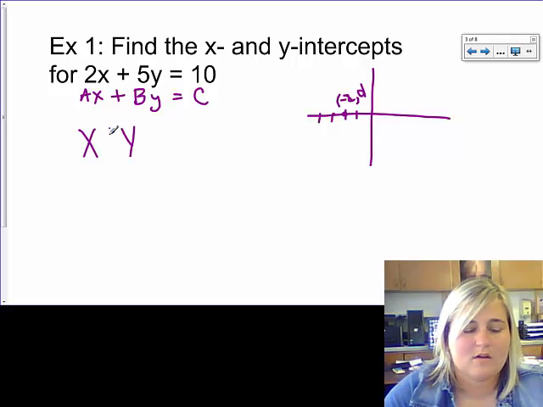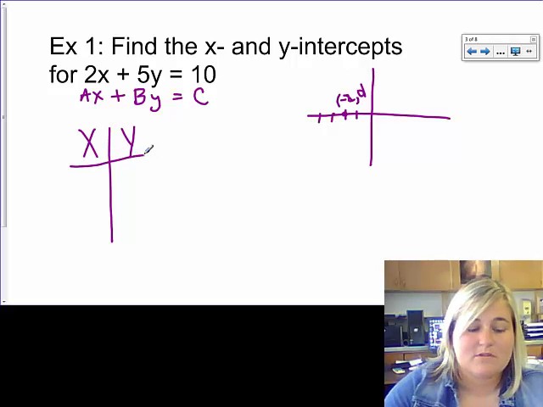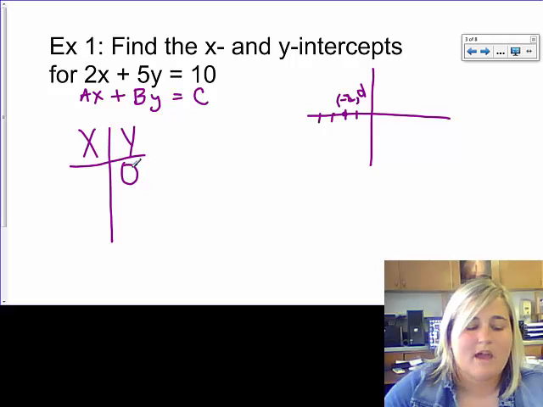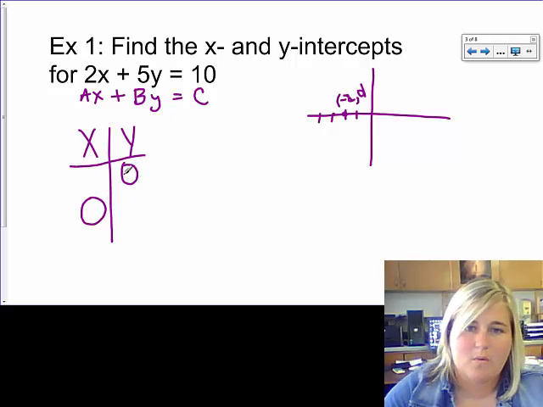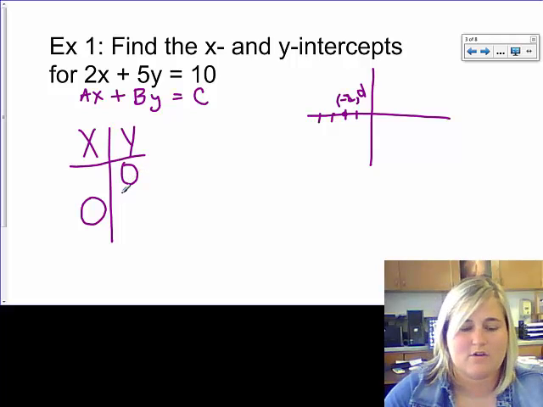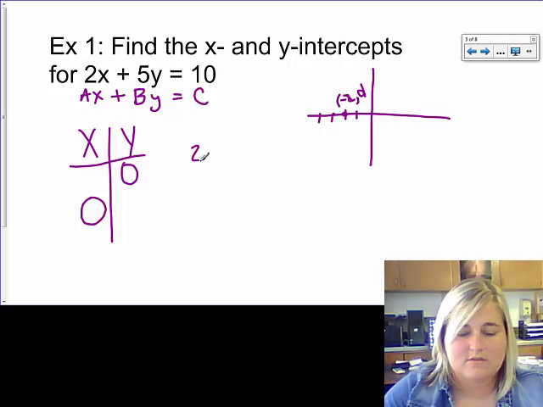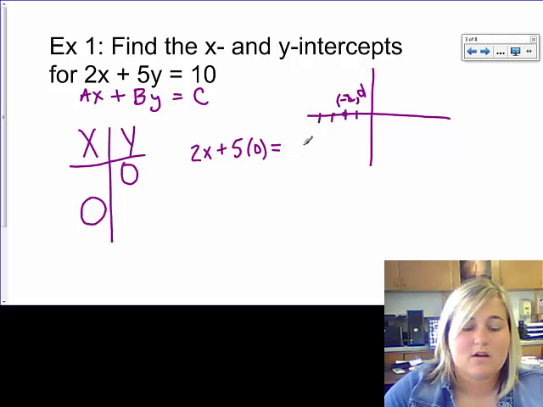And we know that to find the x-intercept, the y must be 0. And to find the y-intercept, the x must be 0. So all we're doing is we're plugging in 0 for y, and then we're going to do it again and plug in 0 for x. So, on this one, to find the x-intercept, I have 2x plus 5, and instead of y, I'm going to put 0. And that is equal to 10.